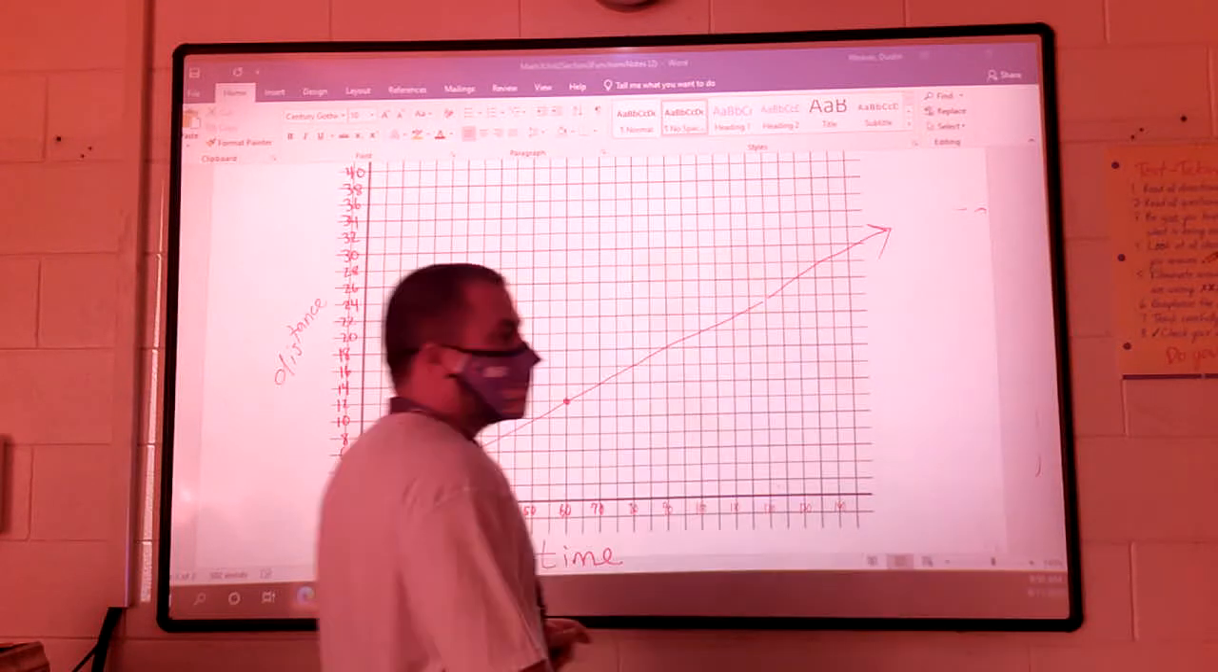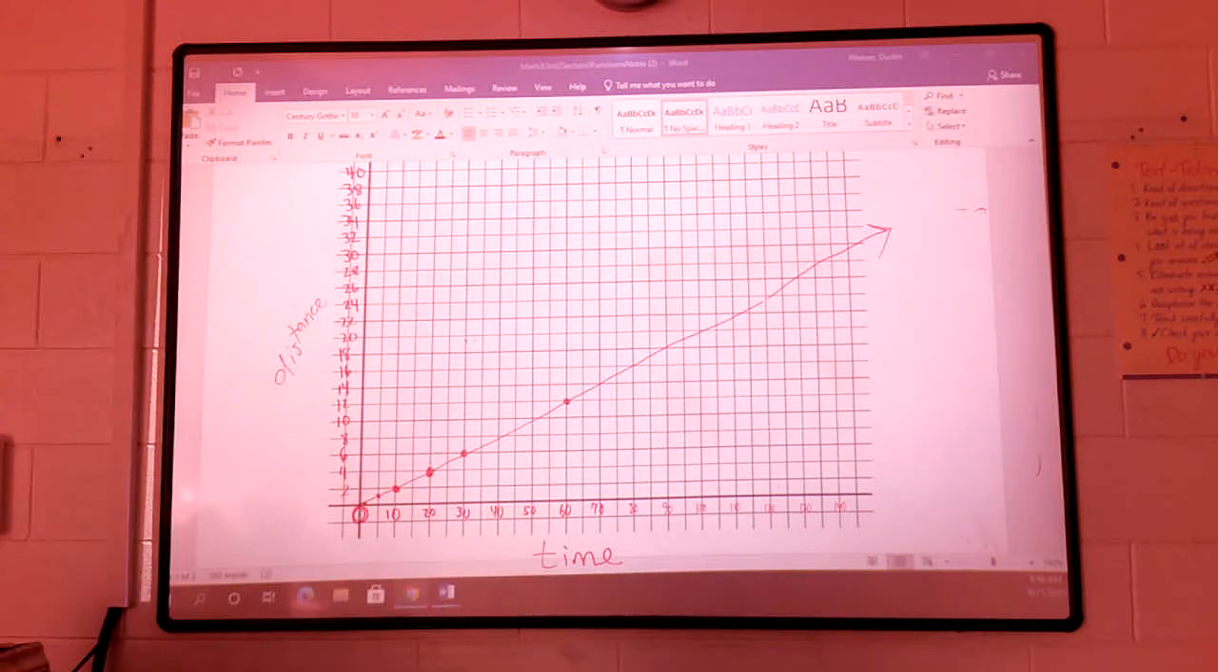So the longer she rides the bike, the farther she has traveled. That kind of makes sense. That's kind of a common sense thing. We all see that, the longer you ride the bike, the farther you should be able to go. So that's the graph there for the distance and the time.